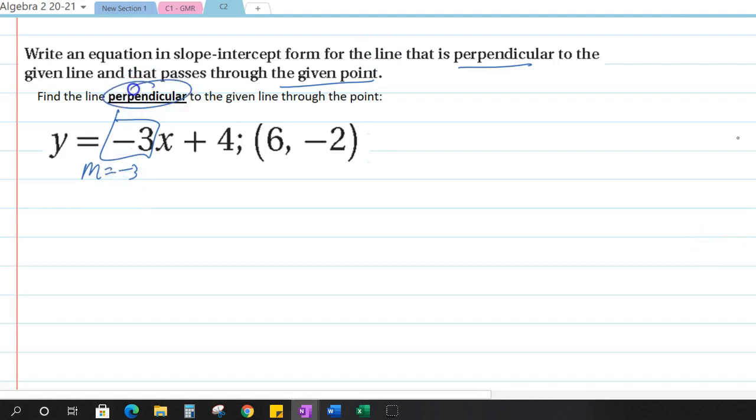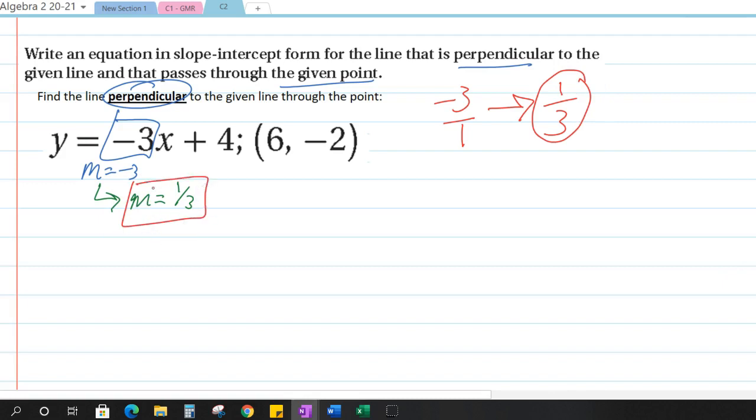But we're talking about perpendicular. Perpendicular are negative reciprocals. That means that my new slope is going to transform into m is equal to, the opposite sign is positive, 3 flipped upside down is 1/3. So what we did is we took a negative 3 over an invisible 1 and we changed it to a positive 1/3. My new slope is 1/3.